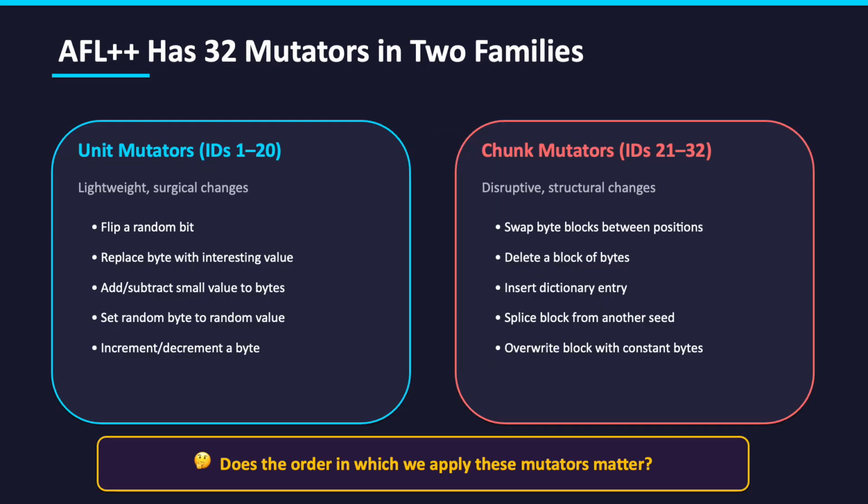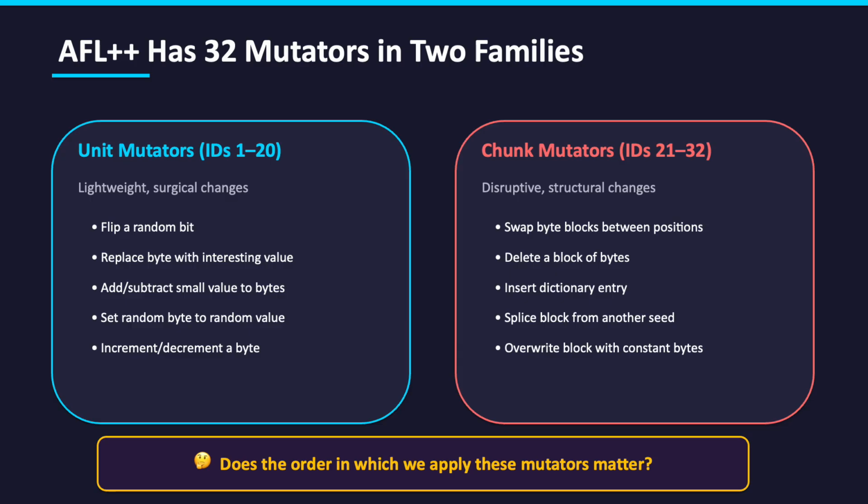So before we go further, let me give you a quick tour of what these 32 mutators actually do, because it'll help you understand the interaction. They fall into two families. On the left, you see the unit mutators, IDs 1 through 20. These are the surgical, lightweight operations. Flip a single random bit, replace a byte with a so-called interesting value. These are values like 0, 1, -1, max int that tend to trigger edge cases. Add or subtract a small number from a byte or a pair of bytes. These are small, precise tweaks.